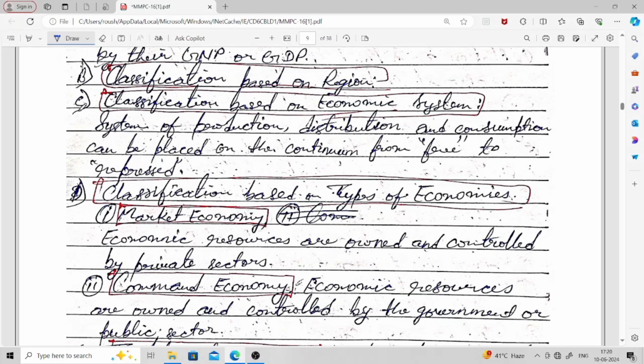Here, classification based on the types of... C number, na? Yes, C. I was discussing C. Classification based on economic system. It is the system of production, distribution and consumption, which can be placed on the continuum from free to repressed. From free to repressed, that kind of system may exist in case of production or distribution.